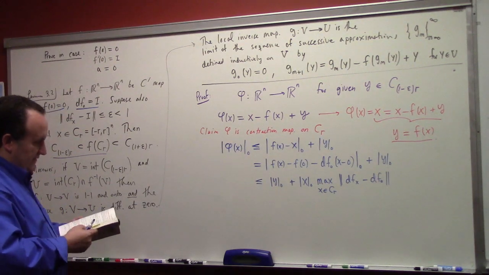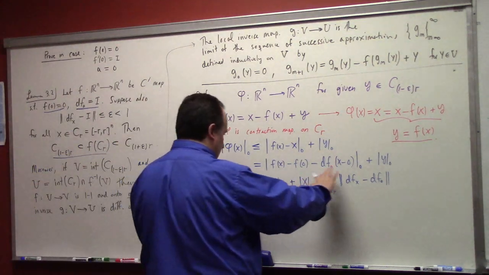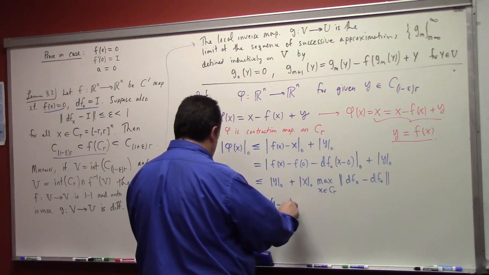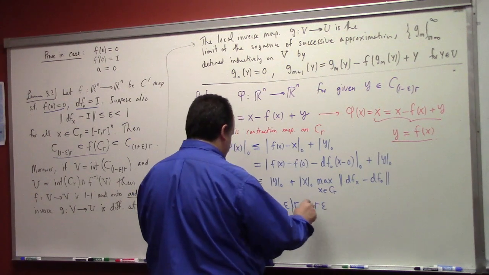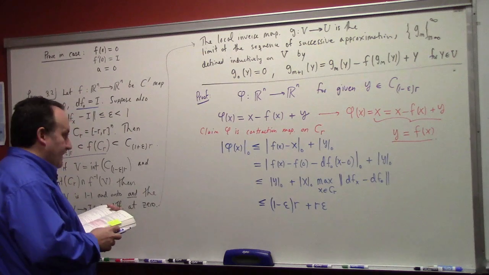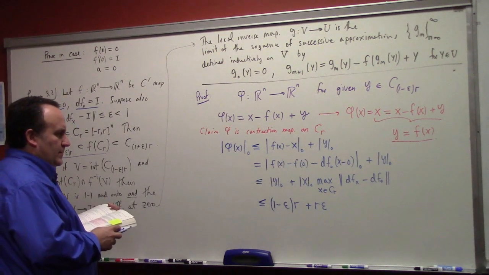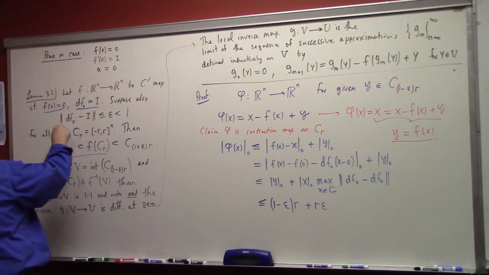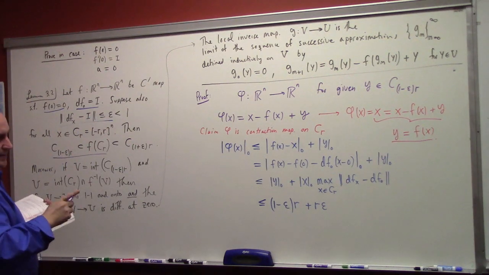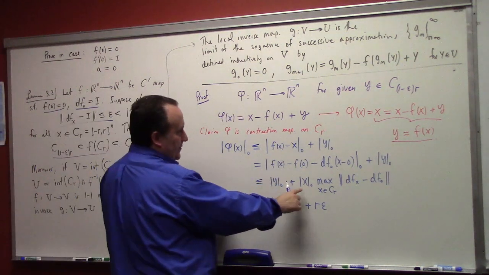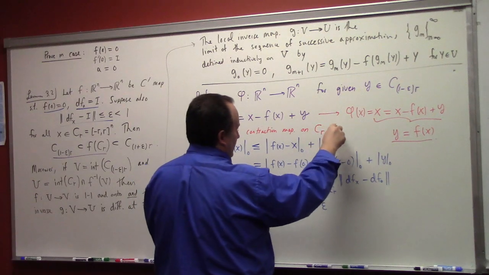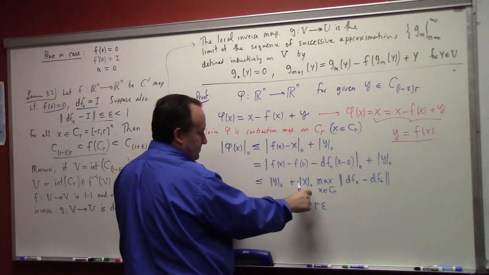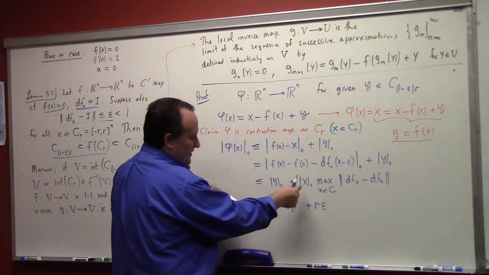Let me go back here. Just a second. All right, so this is then less than or equal to 1 minus epsilon times r plus r epsilon. This epsilon is part of the preconditions of the lemma, over here. And the r is coming because, remember, x is an element of CR. So x being an element of CR means that this literally equals R, I think.